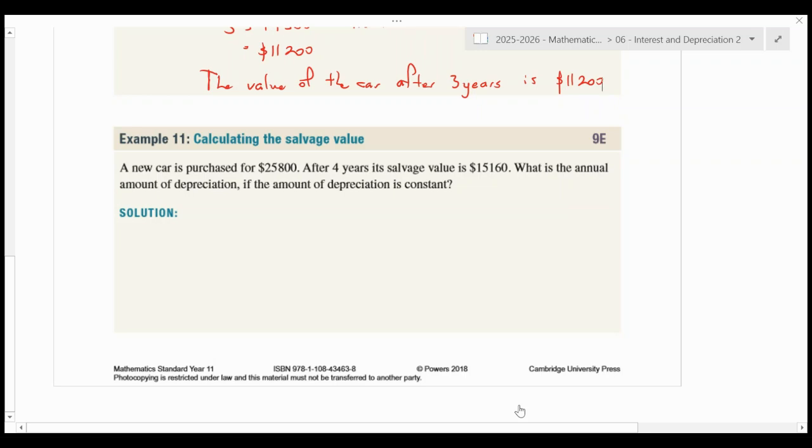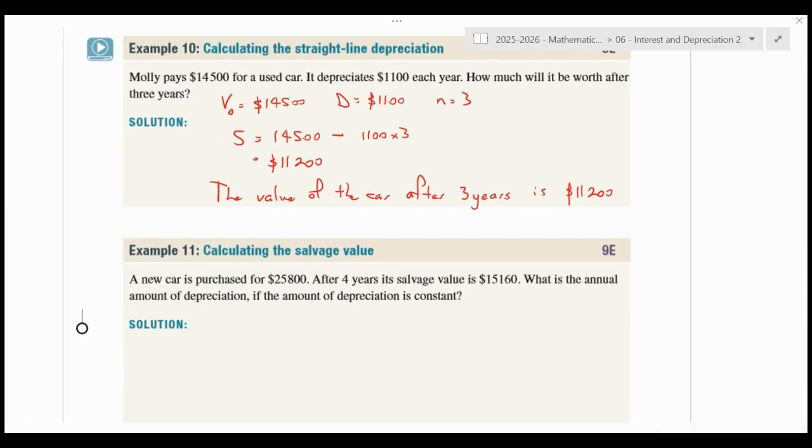All right, last one for this topic. Now, just very briefly before we actually do it, I want to point out that this previous question, where it says calculating the straight line depreciation, we actually didn't. We actually calculated the salvage value. And this one, where it says calculating the salvage value, we're actually not. We're actually calculating the depreciation. So they got the names the wrong way around on this one, but it doesn't matter.